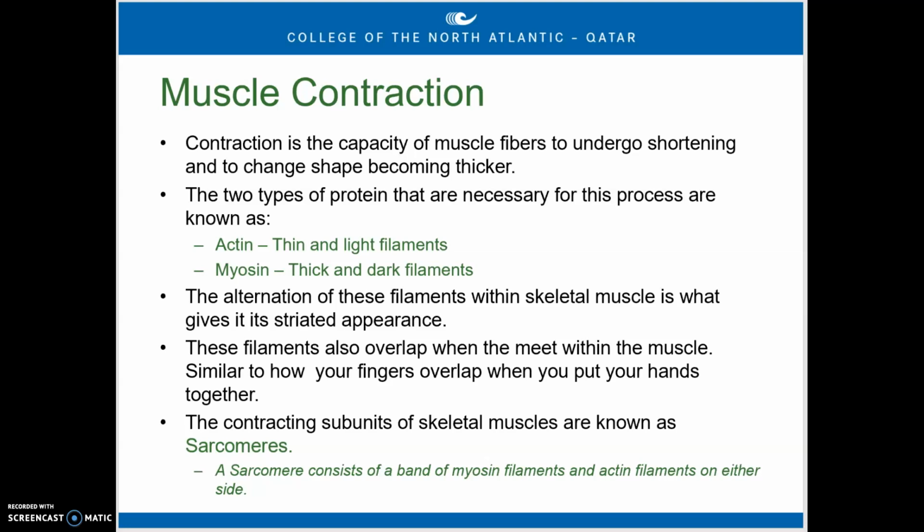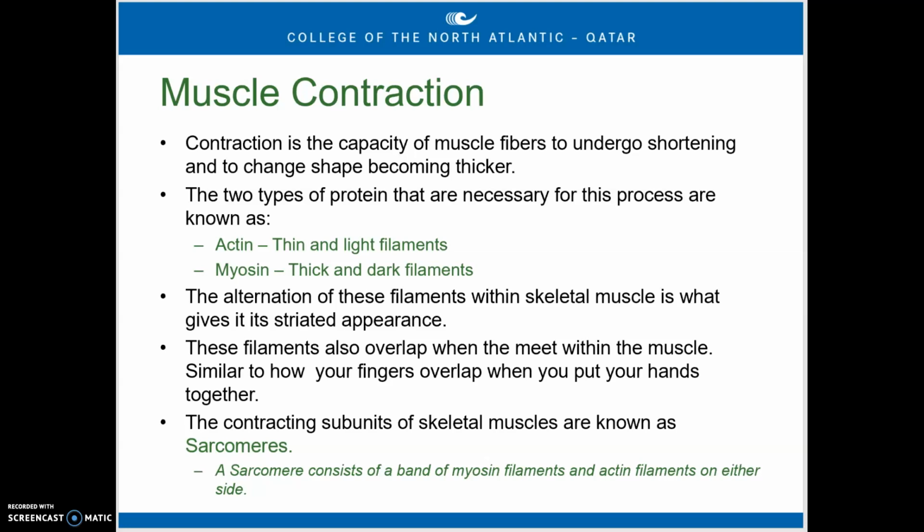In order for that to happen, there are two proteins that have a major role to play. These are actin and myosin. The actin are going to be thin protein filaments, and they're going to be kind of lightish in color. The myosin is going to be thick protein filaments, and they're going to be quite dark in color.